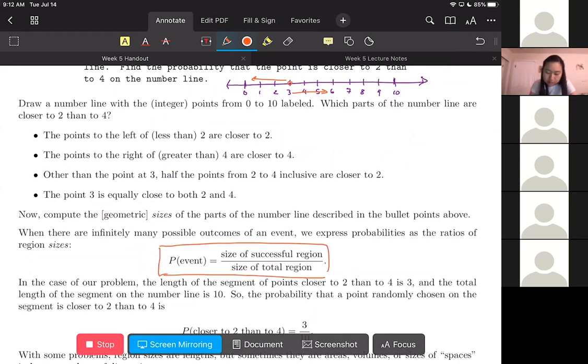So let's take a look at our problem. If we want to count the size of the segment where the points are closer to 2, we're looking at this segment here from 0 to 3. So what's the length of that segment? 3. Yeah. And then the total length is from 0 to 10 because that's the total possibility. What's the length of that?